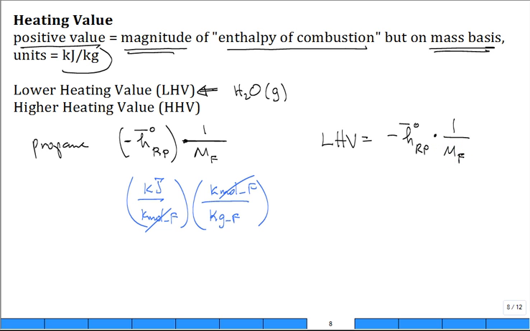Okay. Now, what about the higher heating value? Well, the higher heating value is when the water vapor in the products goes out in the liquid state. It's more common for the water to go out in the vapor state, but it could come out of that combustion chamber in the liquid state, or some of it could. But let's assume now all of it goes out in the liquid state.